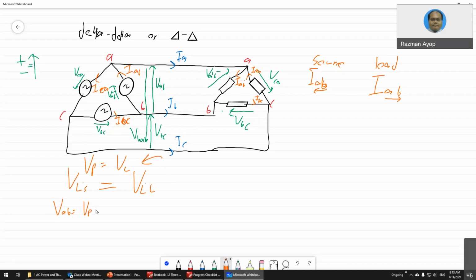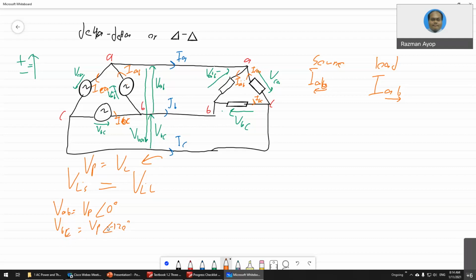So VAB is equal to V phase angle 0. Usually we use VAB as angle 0. VBC is V phase angle negative 120. You have to make sure this is positive sequence.